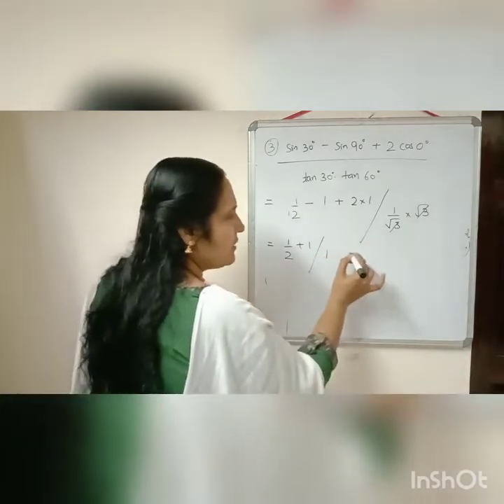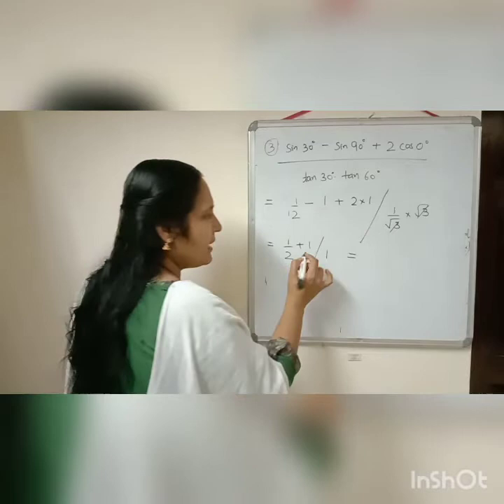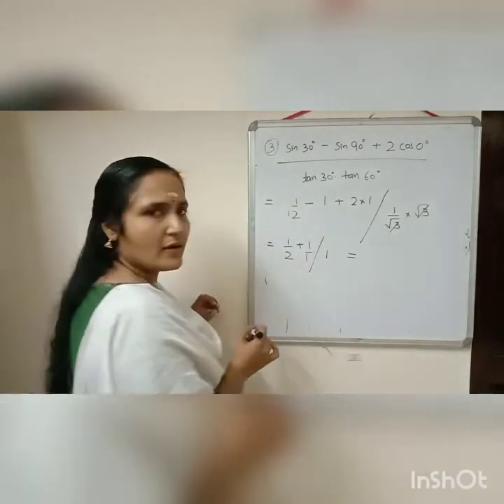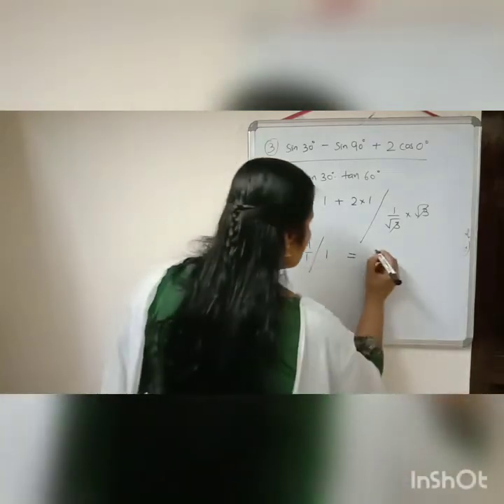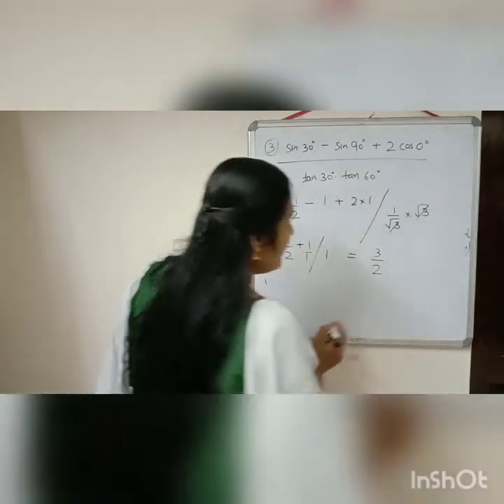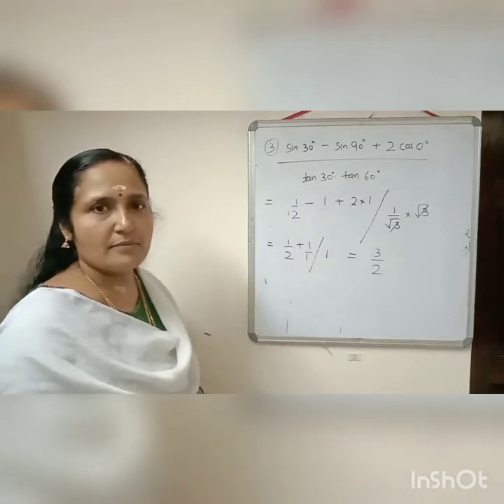The denominator is 1, so in the next step we don't have to write this denominator. Now 1 by 2 plus 1, we can do the cross multiplication. Then it will be equal to 1 plus 2, so that will come 3 by 2. So our answer is equal to 3 by 2.